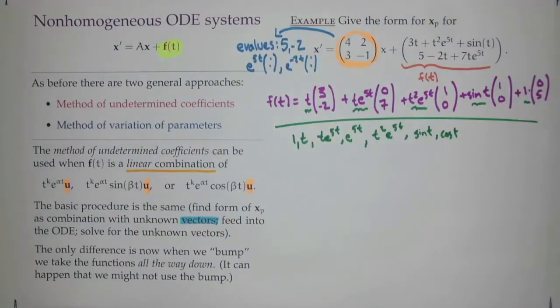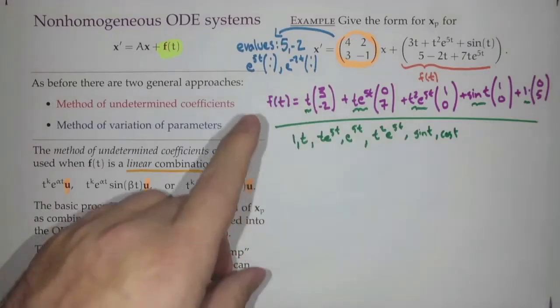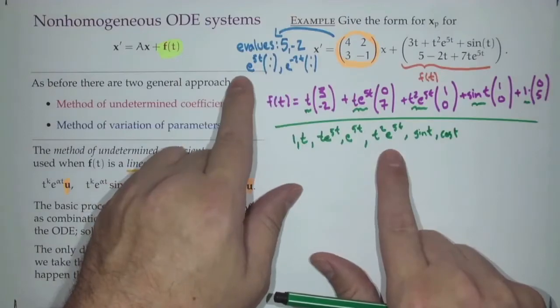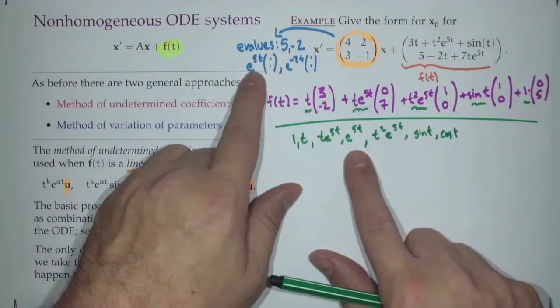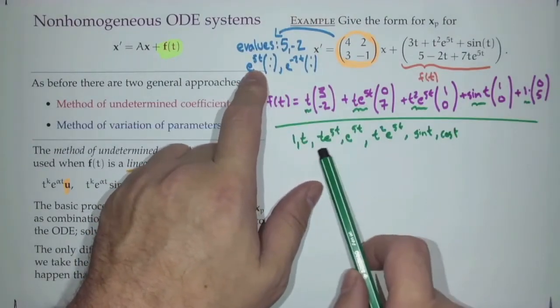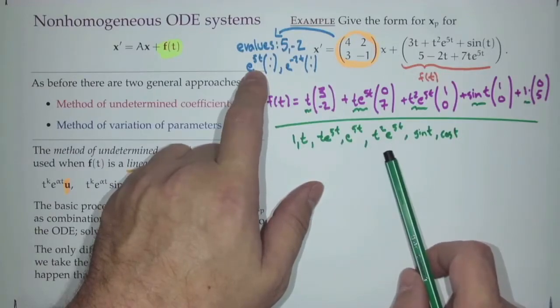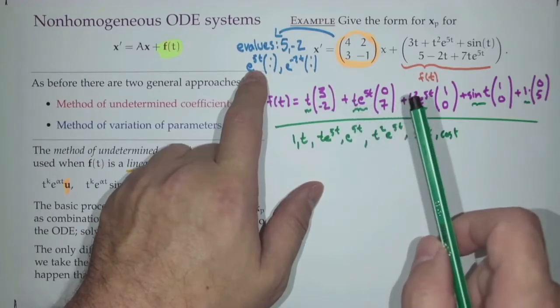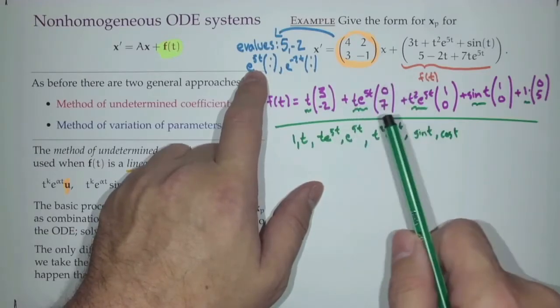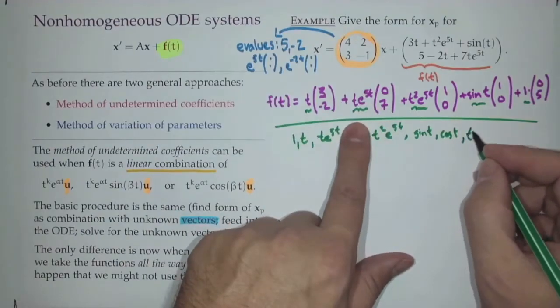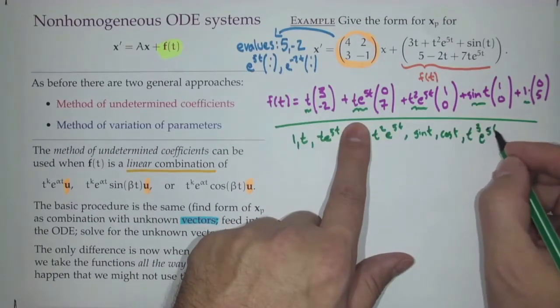Now, that's without taking into account the bump. Remember, we should check. Does anything overlap? Do we have any overlap going on? Yeah, e to the 5t overlaps. So what we would do is, everything which had e to the 5t, we would multiply by t. So we'd have t squared, t and t cubed. And then we'd cover this up. So that would be what we would do before.